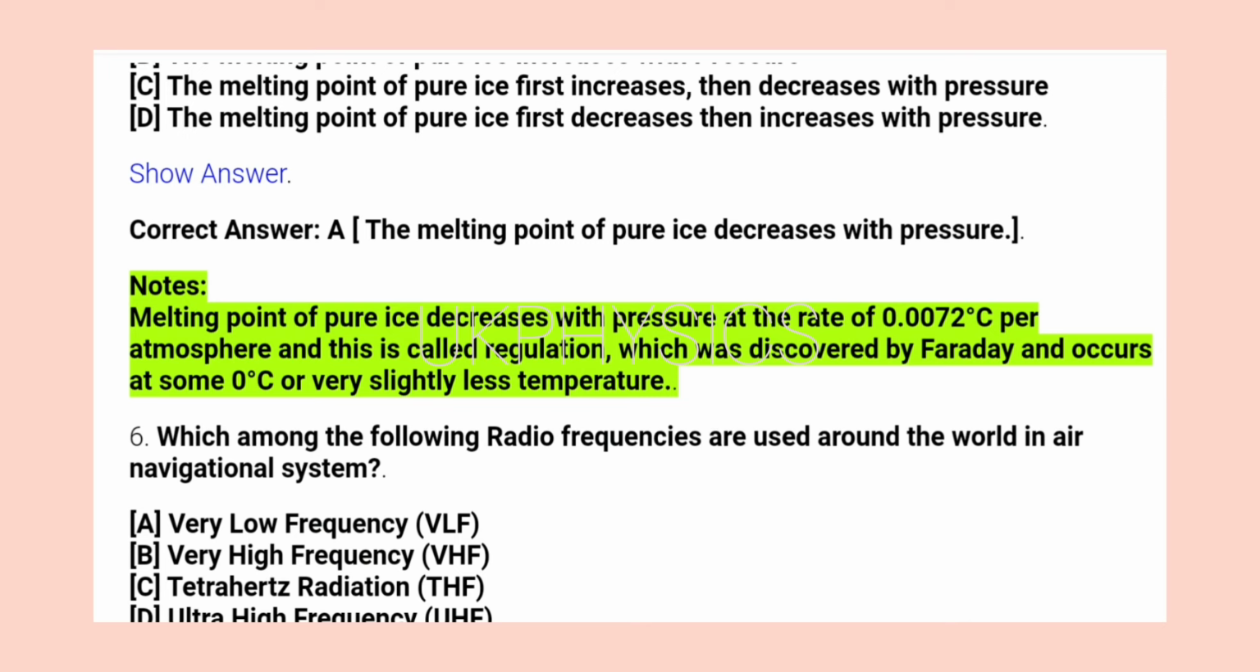Notes: melting point of pure ice decreases with pressure at the rate of 0.0072 degrees Celsius per atmosphere, and this is called regelation, which was discovered by Faraday and occurs at some 0 degrees C, a very slightly less temperature.